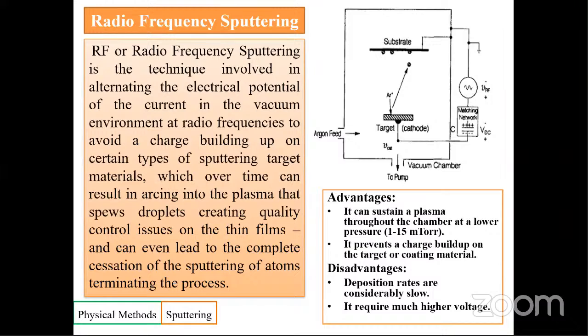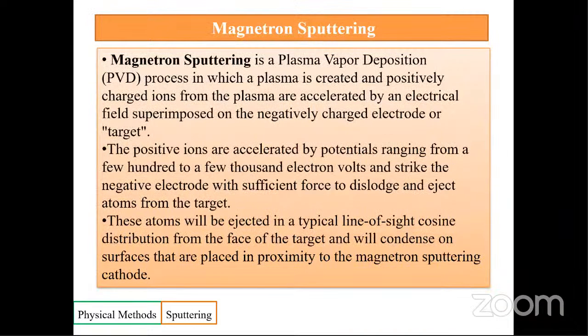The advantage of this technique is that it can sustain plasma throughout the chamber at a lower pressure, of the order of 1 to 15 millitorr or so, and it prevents charge buildup on the target or coating material. The disadvantage is that deposition rates are considerably slow, and it requires a much higher voltage.